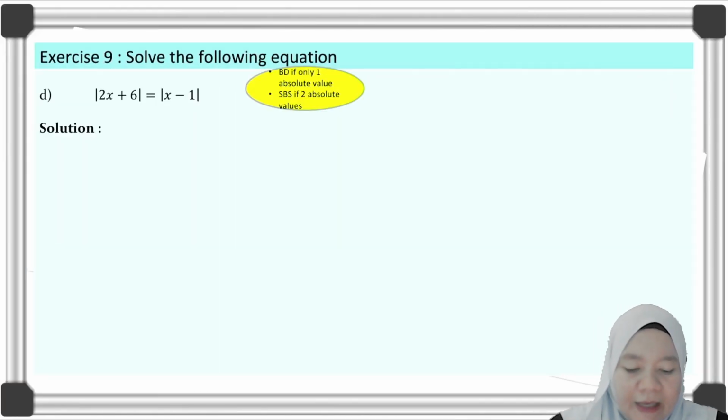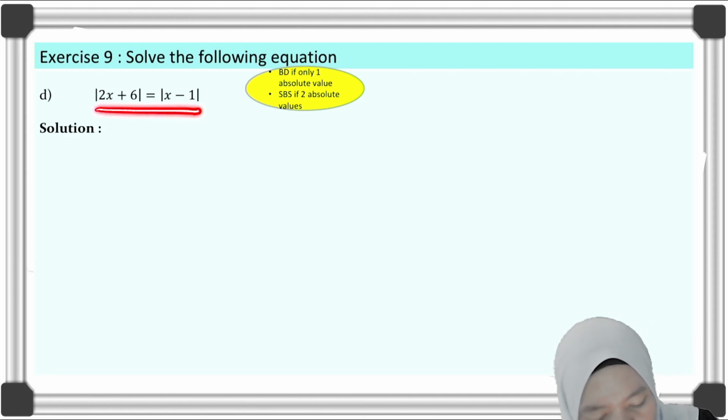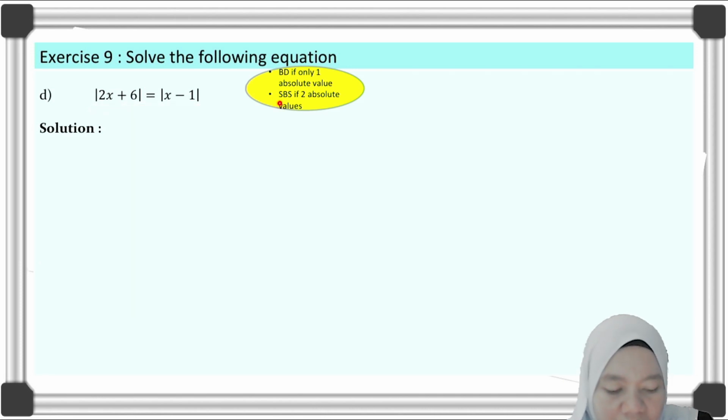Alright, and D, right, kita tengok D, macam mana kita nak selesaikan. Kita tengok sini. Untuk exercise 9D, soalan dia, kita tengok, ada dua absolute value. Right? Bila ada dua absolute value, kiri dan kanan ini, kita akan guna squaring both side. So, macam mana kita nak selesaikan? Baik, saya mulakan.